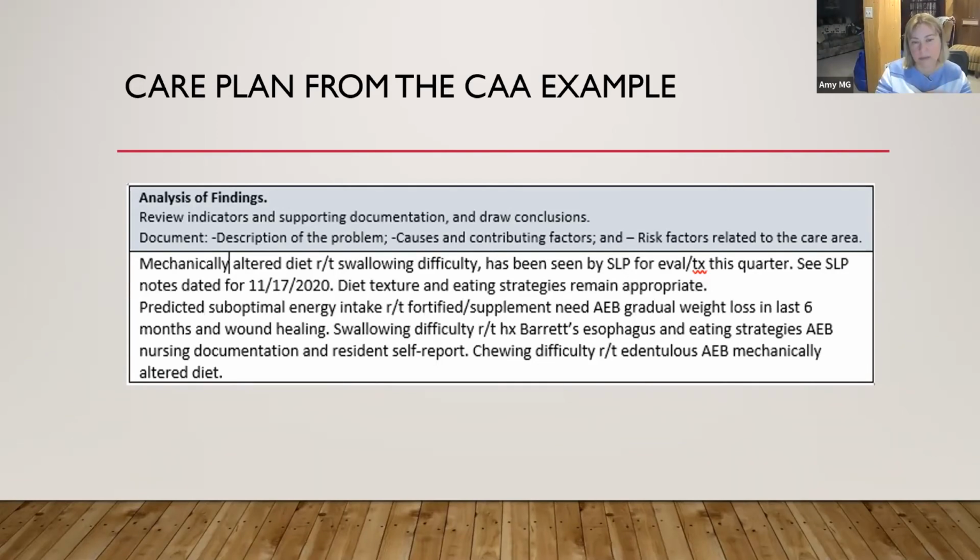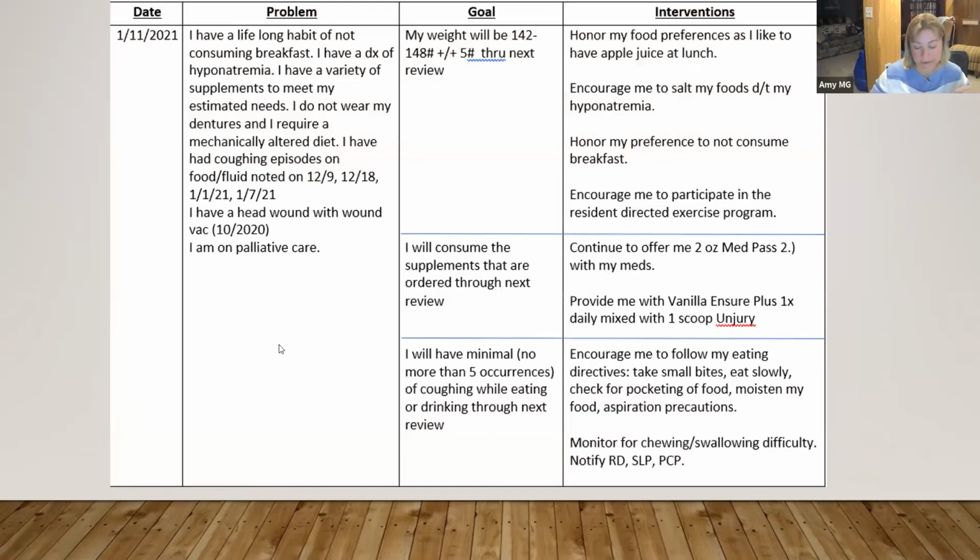So back to that care plan from that CAAS example, I've got that mechanically altered diet. I've got them on a supplement due to a gradual weight loss, and they have some chewing and swallowing difficulty. And here is the care plan. So I've turned the problem into being, they have a lifelong habit of not consuming breakfast. So they're only eating lunch and supper. They have a diagnosis of hyponatremia, which needs to be addressed, and I have a variety of supplements. I do not wear my dentures, and I require a mechanically altered diet.